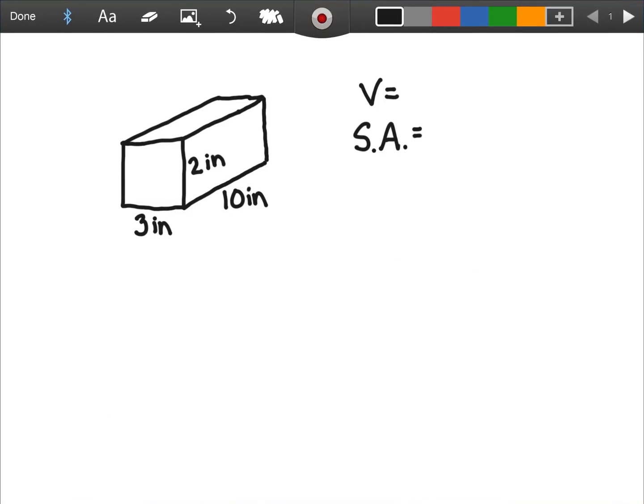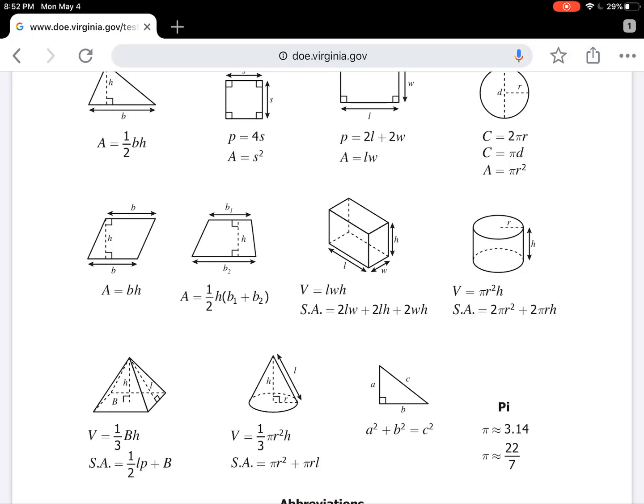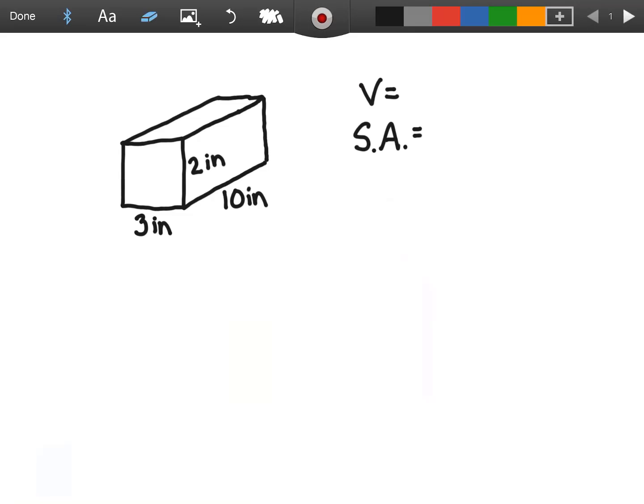represented by. So here's an example of a rectangular prism, and we want to find the volume. Well, looking at our formula sheet, the volume is equal to length times width times height. So I write that down. Now I need to identify what each of the variables is equal to. So what is L equal to? What is W equal to? And what is H equal to?